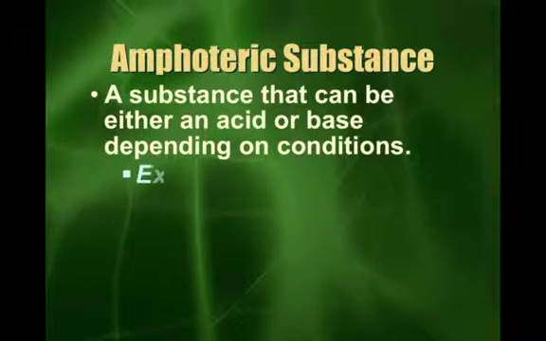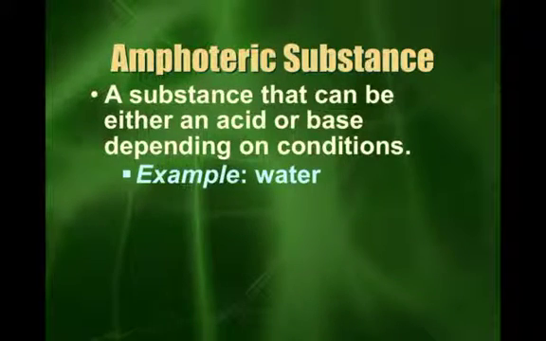Amphoteric substances. A substance that can be either an acid or a base depending on its condition is the technical definition of an amphoteric substance. Water is a good example of this. If you put water with an acid, then the water would have to be the base. If you put water with a base, then the water would act as an acid, because remember, you have the two ions, the hydroxide or the hydronium ion, the negative or the positive, which is going to have an impact on it.